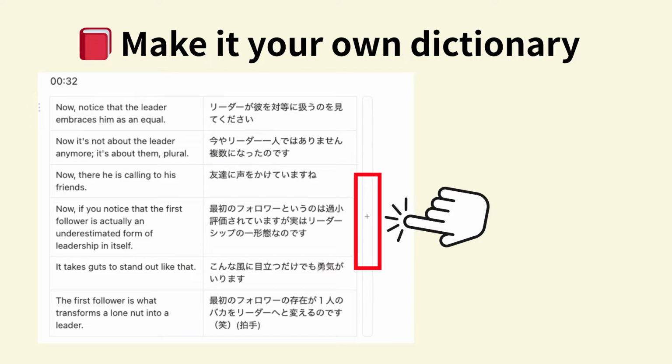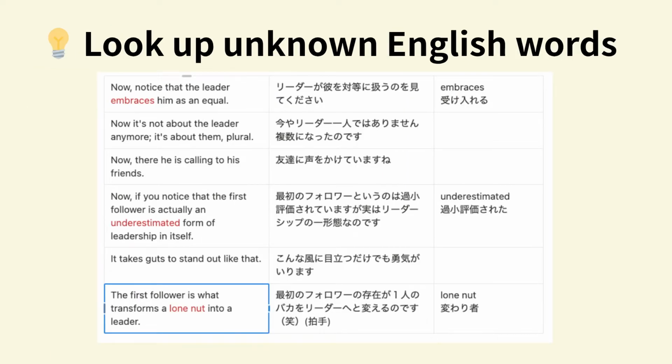In this column, I put unfamiliar words or the ones I've looked up. By organizing them this way, I can create my own personal dictionary. When I find a word I don't understand while reading the English text, I highlight it in red like this. Then I use the AI to look up its meaning and write it in the column on the right. By organizing the words this way, I can use this note as my own personal vocabulary list.